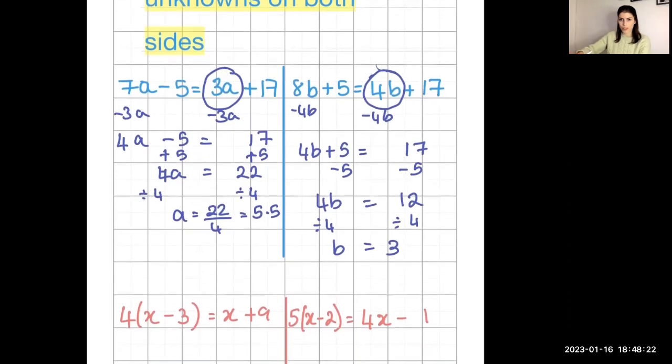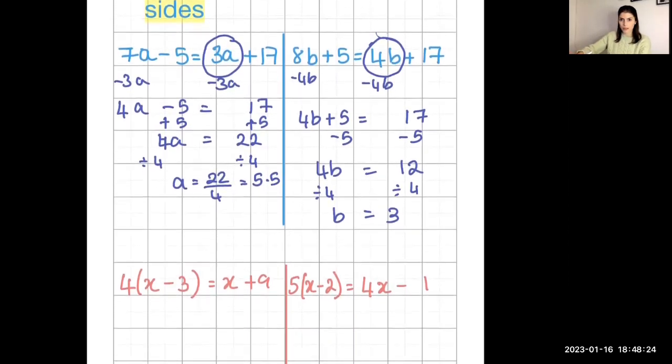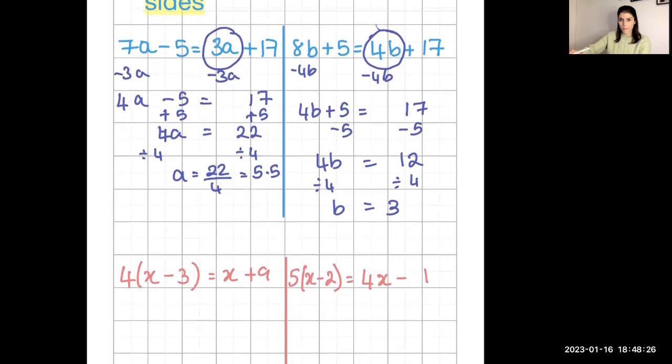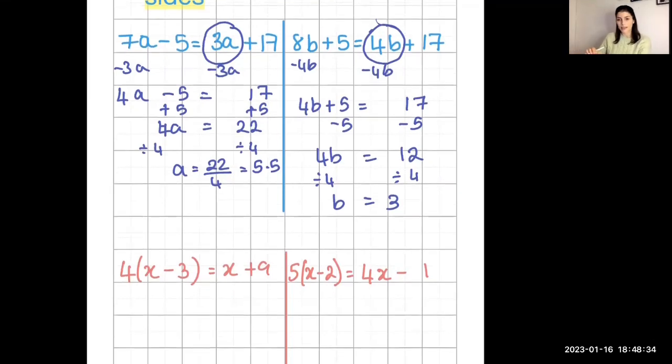Any other questions on this? No? Okay, the next one. So we have brackets this time on the left-hand side. So I'm going to expand my brackets first. So 4 times x is 4x. 4 times minus 3 is minus 12 equals x plus 9. And then we just do exactly what we did before.